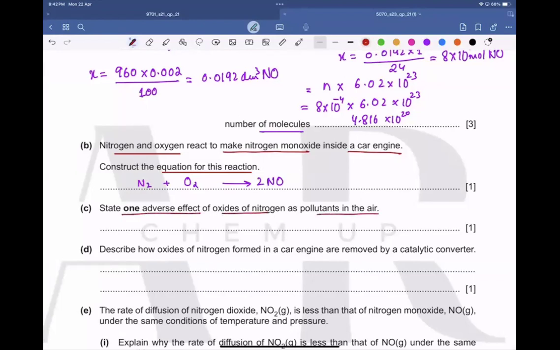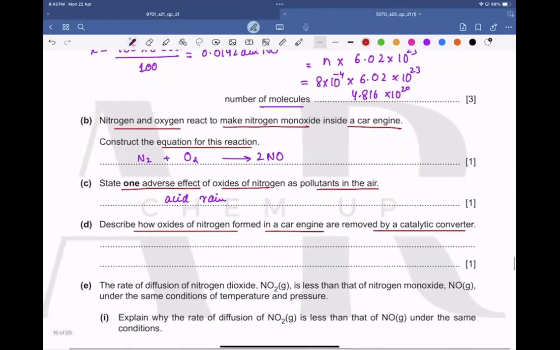Now, part C, state one adverse effect of oxides of nitrogen as a pollutant in the air. Yes, very good, Khatija. It causes acid rain. Now, describe how oxides of nitrogen formed in a car engine are removed by the catalytic converter. They don't ask you to write the equation, they ask you to explain it.